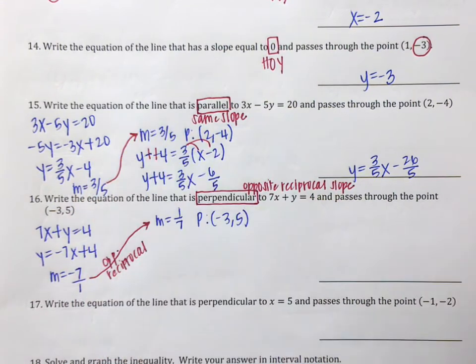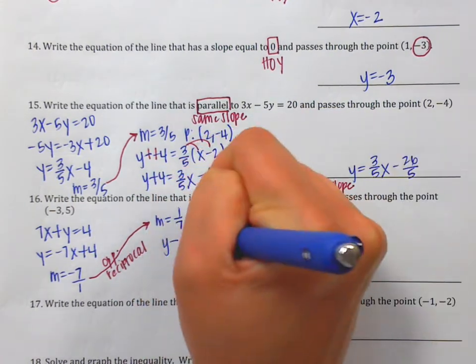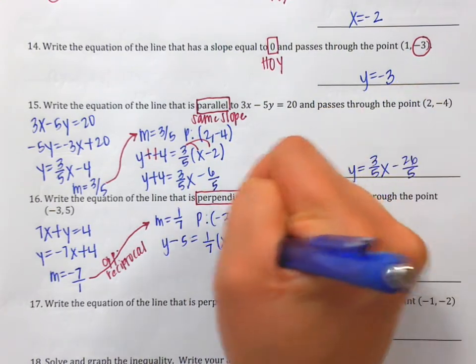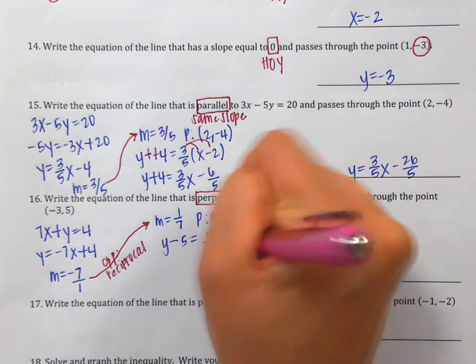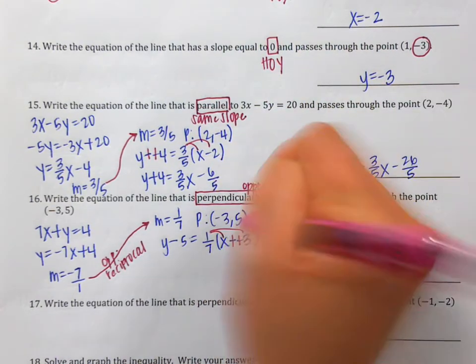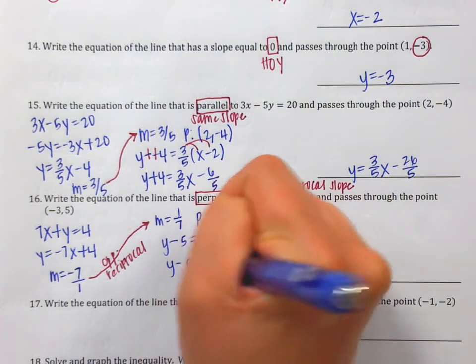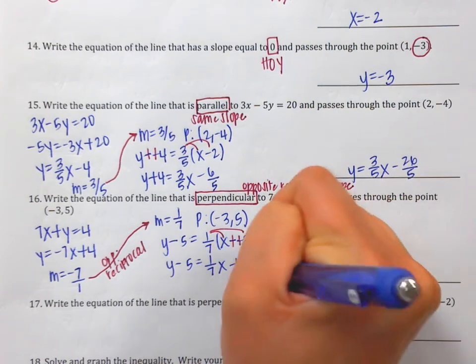And I'm applying it to my new line. And now I can use point slope form. So y minus y1 equals 1/7 times x minus x1. Minus and a minus make a positive. And then I'm going to distribute the 1/7. So y minus 5 equals 1/7 x plus 3/7.